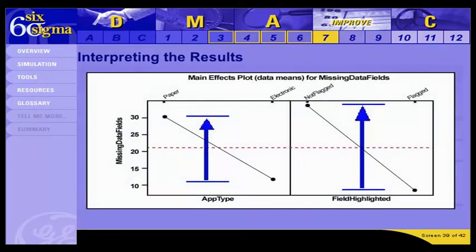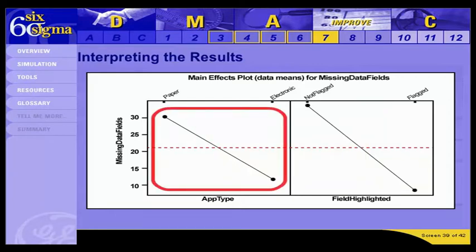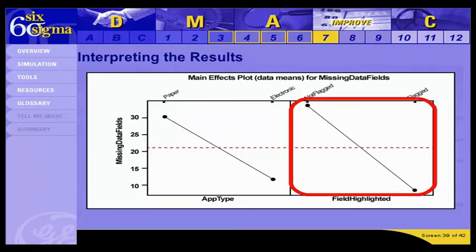This first graph shows us the individual factors plotted against the number of missing data fields. The height of the line demonstrates the impact of the change. It appears that there is a sizable decrease in the number of missing data fields when we switch from paper to electronic applications. It also appears that there is a similar decrease in the number of missing data fields when we highlight the required data fields. For additional information on screening design analysis, click on Tell Me More.